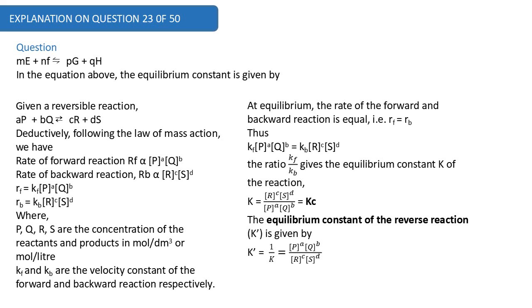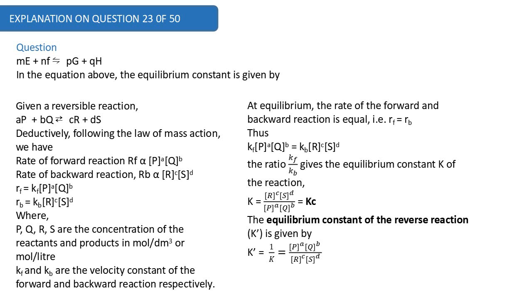We are going to start with the product side. The equilibrium constant K is going to be equal to the concentration of R raised to power c, the number of moles of R, multiplied by the concentration of S raised to power d, over the reactant side as well, P raised to power a times Q raised to power b. So that's how it goes.